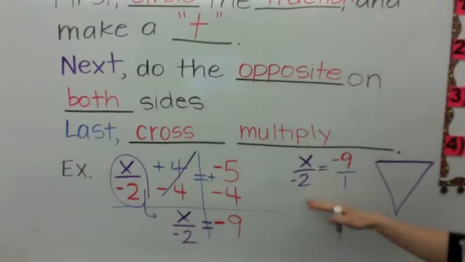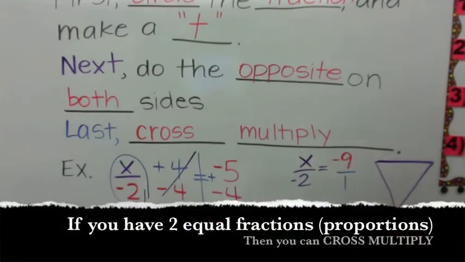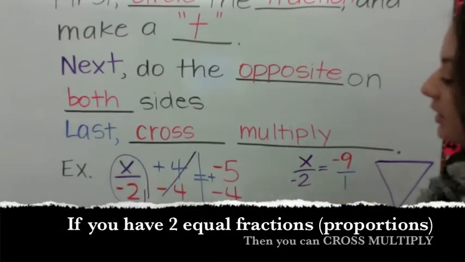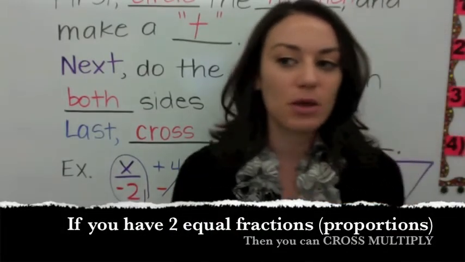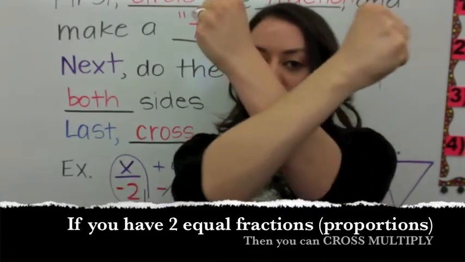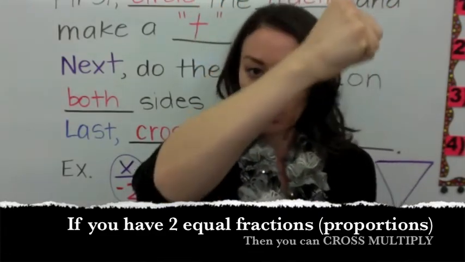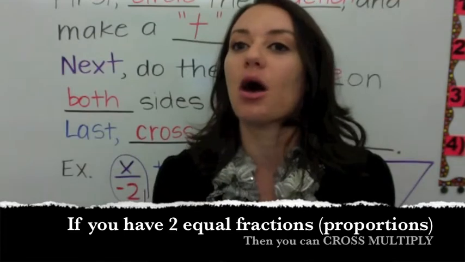Very good. When you have two equal fractions or two equal proportions, the last step is, make it with your arms, say cross multiply. Cross multiply. Do it slow.